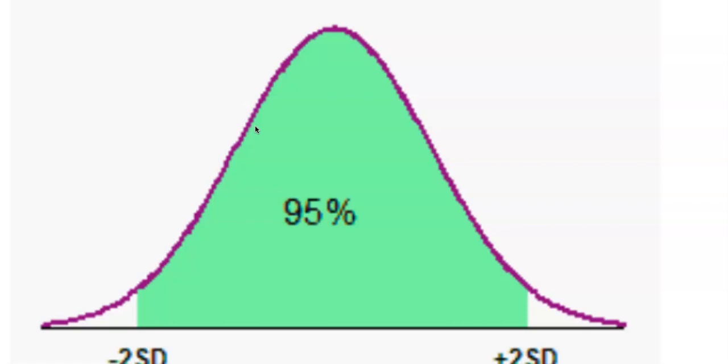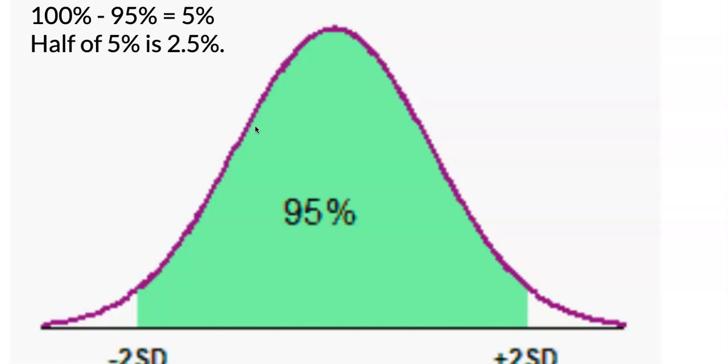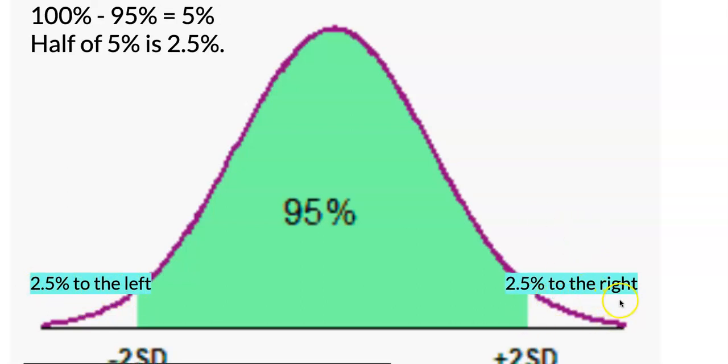If you have 95% in the middle, and I think this is a great point that we need to keep talking about before we go and do other confidence intervals. When we do a confidence interval, we want that 95% to be in the middle. So how much are we going to have to the right of it and to the left of it? Subtract 100 minus 95, you get 5, right? So to the right and to the left together, you have 5% of the area. And half of 5 is 2.5. So what you know is that we have 2.5% to the left and 2.5% to the right.